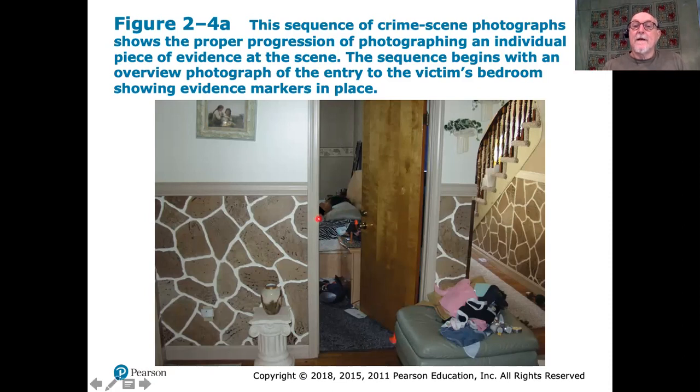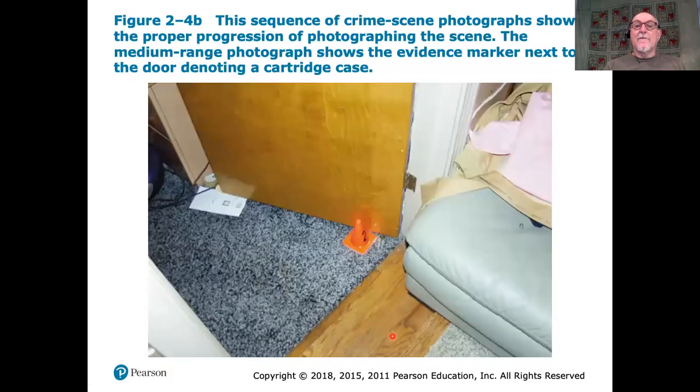this bed here. This gives us an overall view of the entrance to this room where the crime has taken place, and the placement of specific pieces of evidence. So that is the medium range view. Now the photographer begins to move in closer, and here is the evidence marker. You cannot yet clearly see that there is in fact a bullet cartridge case lying there. You can't see details of it, but you can see its placement.